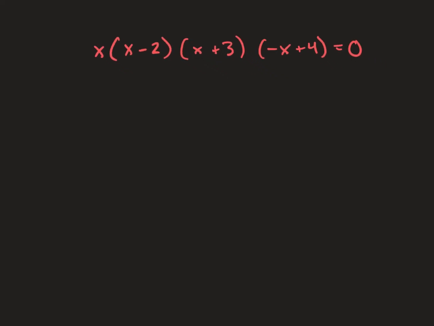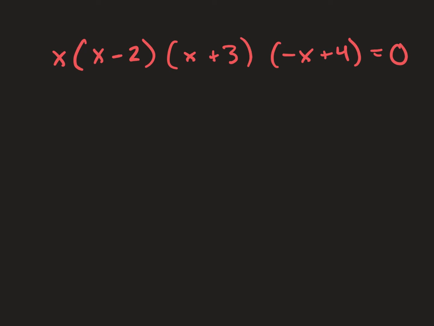All right, so how can I graph this? What should I do first? You find the zeros. So I'm finding the zeros. So x equals 0, x plus 2 equals 0, x minus 2 equals 0, x plus 3 equals 0, negative x plus 4 equals 0. So x equal to 0 is already solved.